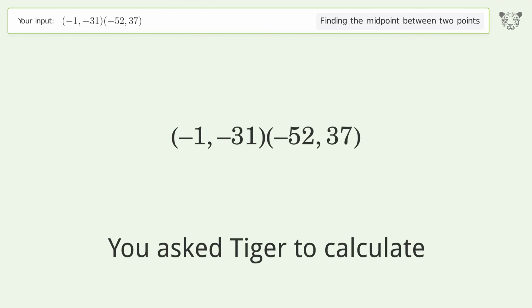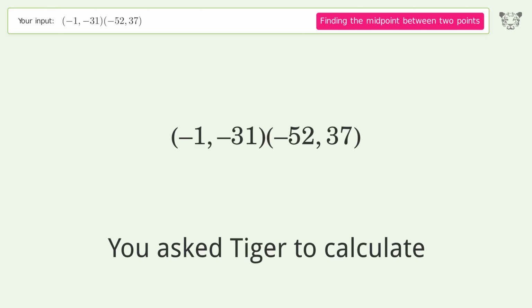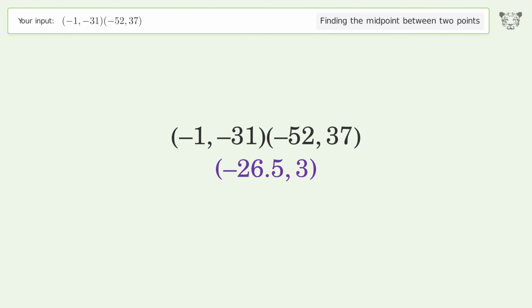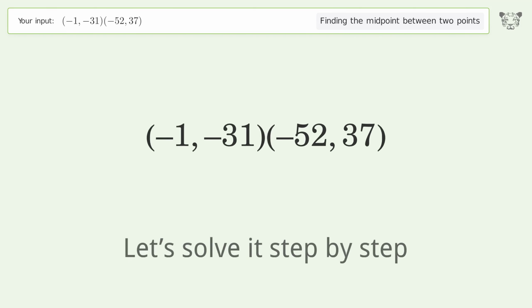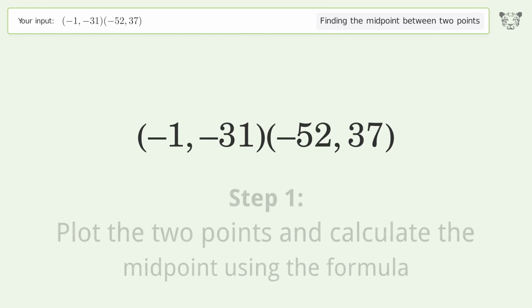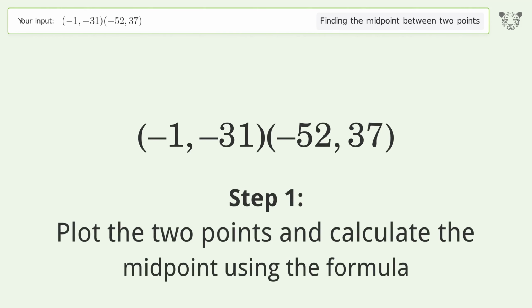You ask Tiger to calculate. This deals with finding the midpoint between 2 points. The midpoint between the 2 points is negative 26.53. Let's solve it step by step. Plot the 2 points and calculate the midpoint using the formula.